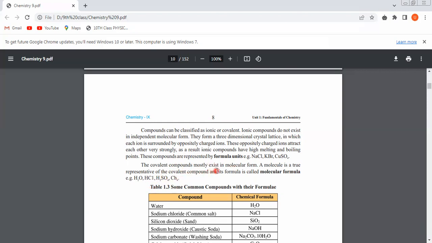Covalent compounds mostly exist in molecular form. A molecule is the smallest unit of a covalent compound, and its formula is called the molecular formula.